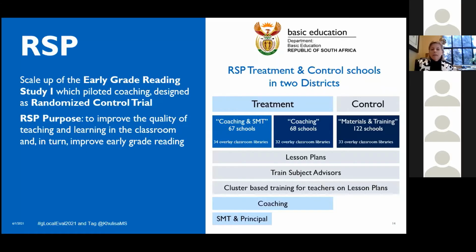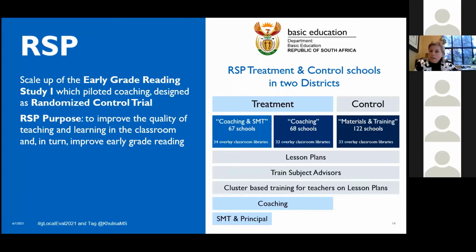And in terms of the Reading Support Project, it was intended as a part of the government's Early Grade Reading Study 1. They did 2 studies, one in Northwest, which is the province we were working in, and the other one in Mpumalanga. And they were set up as a randomized control trial. So that's why the treatment and control are not the same. And the purpose is to improve the quality of teaching and learning. In South Africa, well over 70% of all children finishing grade 3 cannot read for meaning.